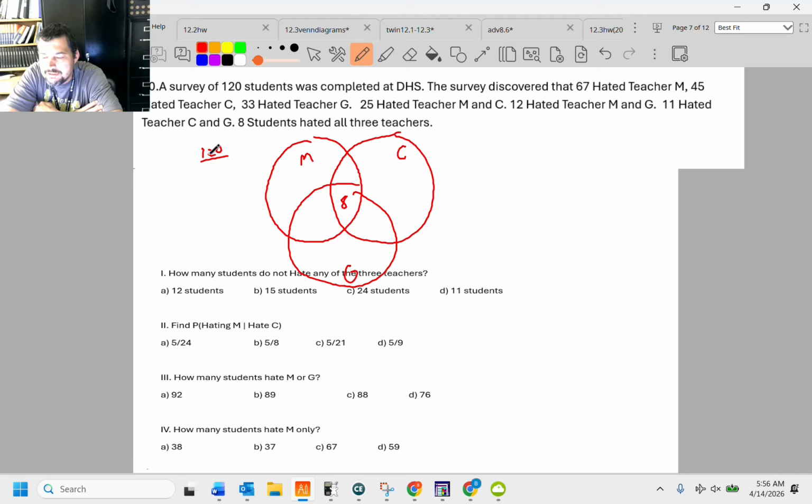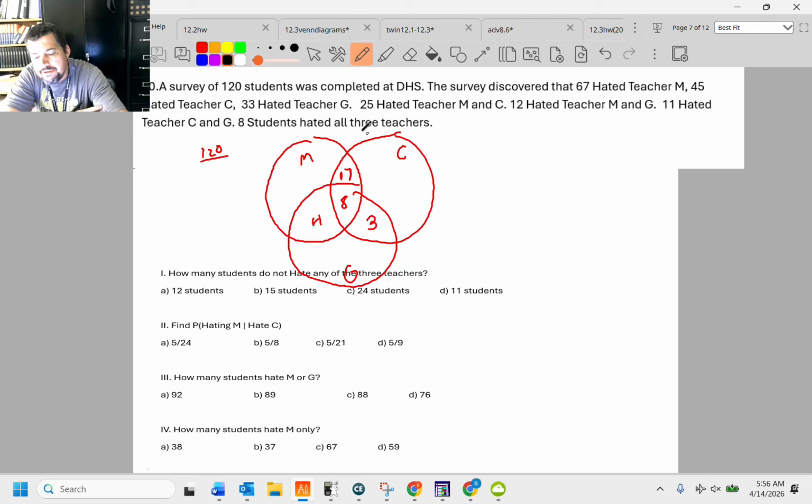25 hated, sorry, let's start here. 12 hated M and G. So 8's known, that leaves 4, because 4 plus 8 is 12. 11 hated C and G. Well, 11 minus 8 is 3. Let's see here. 25 didn't like M and C. So here's M, here's C. There's 8 there. I think 25 minus 8 is 17. I feel like it is. And then we can start filling out some circles here.